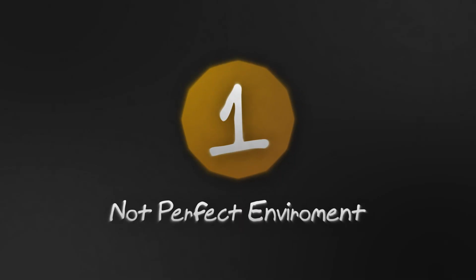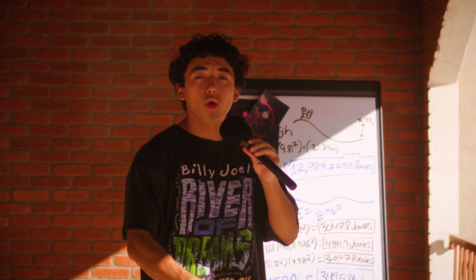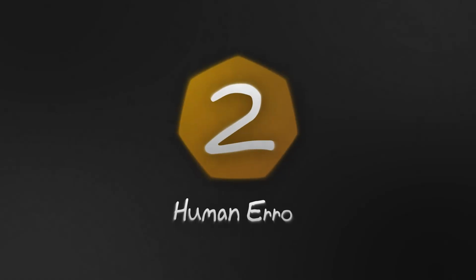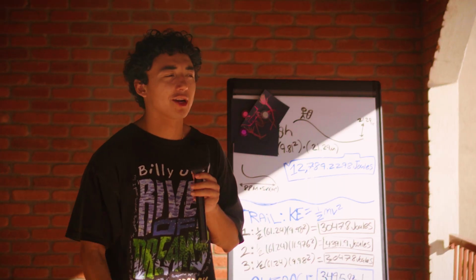One is the fact that we don't live in a scientifically perfect environment. So I'm not going to go down the hill with no resistance like it would be in a perfectly scientific world. And the second would be human error. There was so much room for human error in this experiment, it's ridiculous.